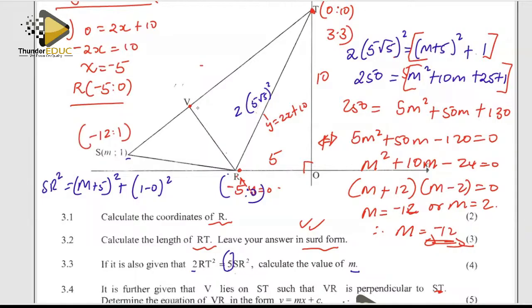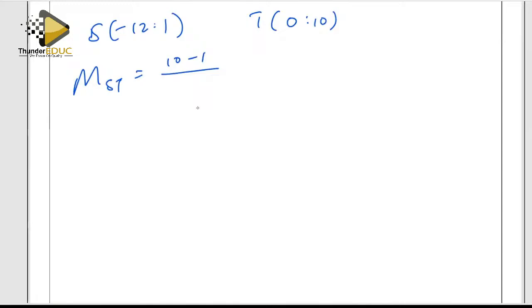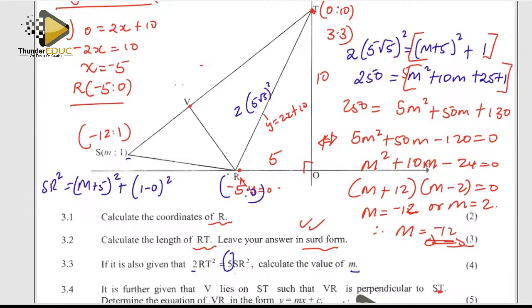So we can find the gradient of this line, ST. Let me put it aside. So we said S is negative 12 and 1. T is 0 and 10. So the gradient of ST is going to be 10 minus 1 over 0 minus negative 12. Gradient is change in y over change in x, meaning that we have 9 over 12, which becomes 3 over 4. That's the gradient of the line ST.